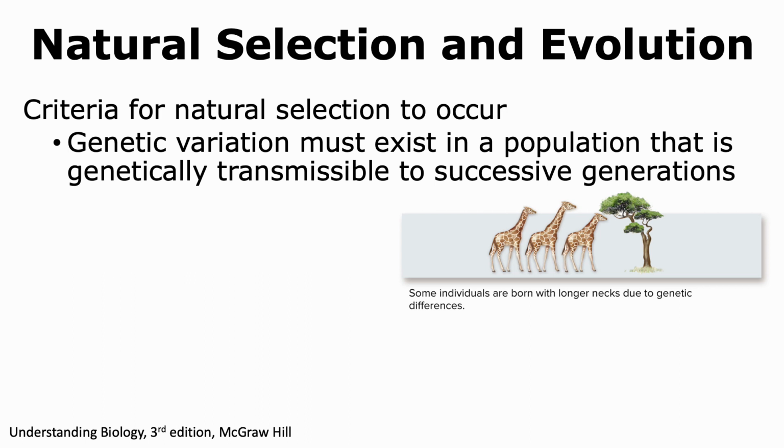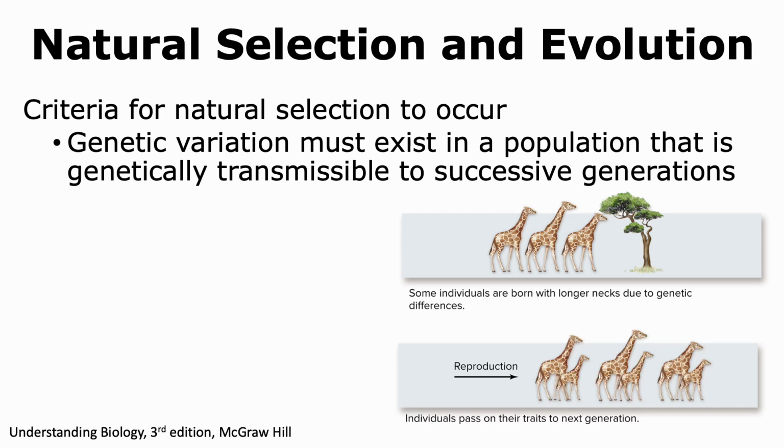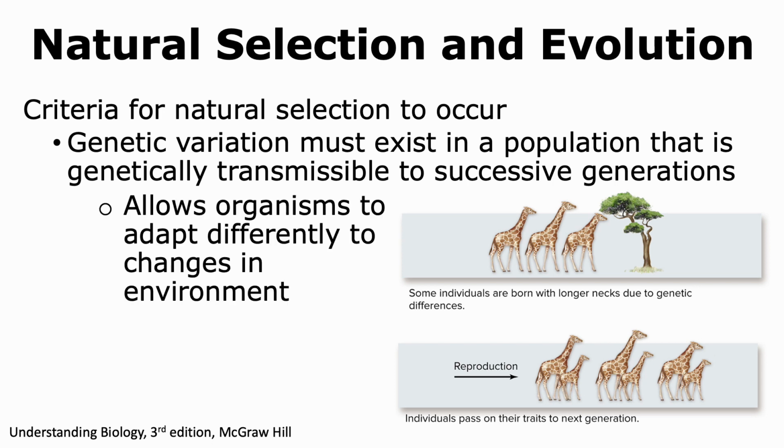Not only should there be genetic variation in the population, this genetic variation should be transmissible to successive generations. And what that means in a sense is that as these giraffes reproduce to give rise to progeny, the progeny that are formed should also have varying heights, which allows genetic variation to be sustained in the population. Genetic variation is important because it allows organisms to adapt differently when there are changes in the environment.